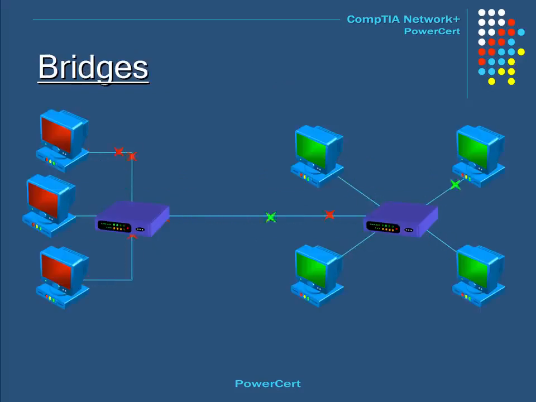Bridges are used to divide a network into separate collision domains. For example, here we have a network, and this network is segmented into two by a couple of hubs. And if you notice, all the broadcast traffic from the two segments is seen by all the computers on both sides. And this causes unnecessary traffic. So that is where a bridge can be helpful.